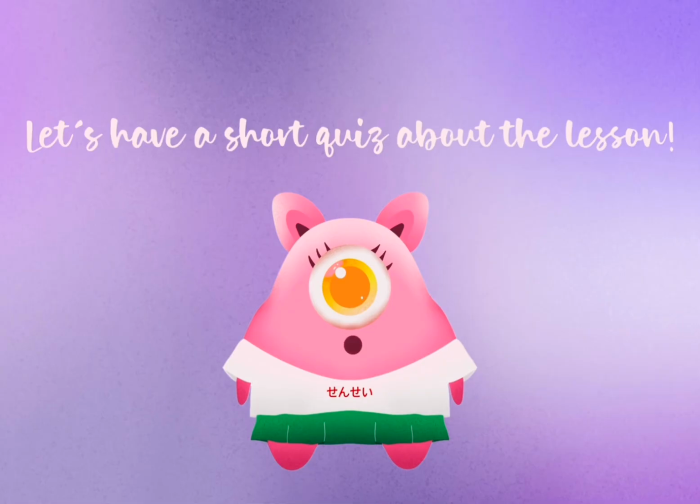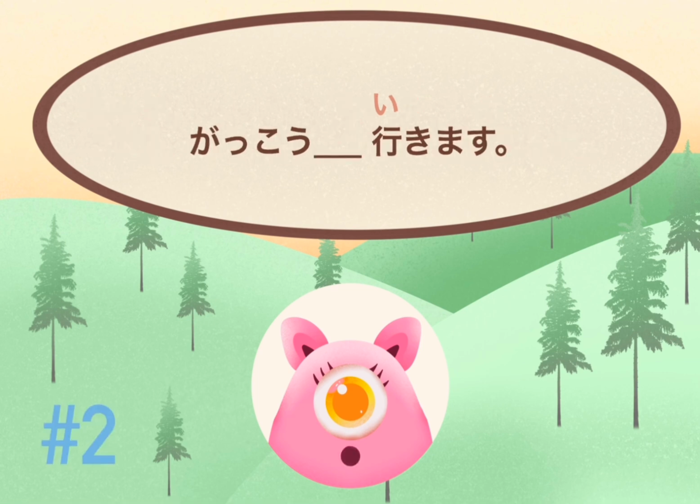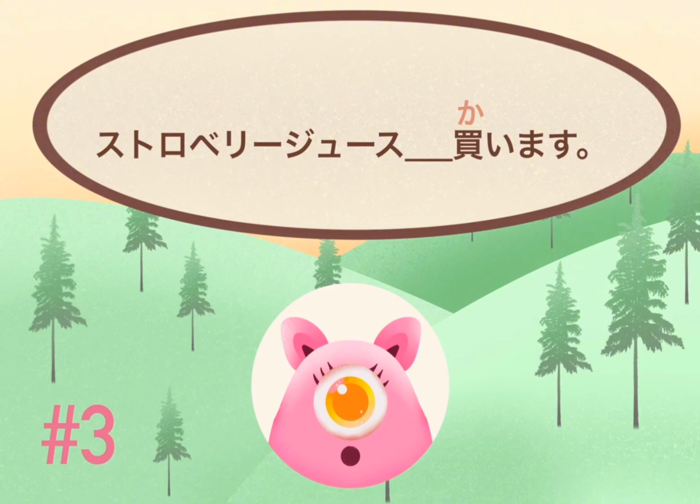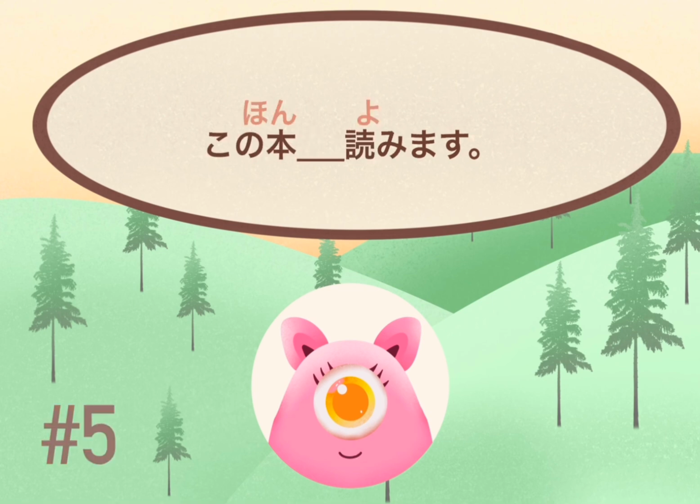Let's have a short quiz about the lesson. Kino tomodachi to eiga blank mimashita. Kino tomodachi to eiga o mimashita. Gakko blank ikimasu. Gakko e ikimasu. Strawberry juice blank kaimasu. Strawberry juice o 買います。Eki blank machimasu. Eki de machimasu. Kono hon blank yomimasu. Kono hon o yomimasu.